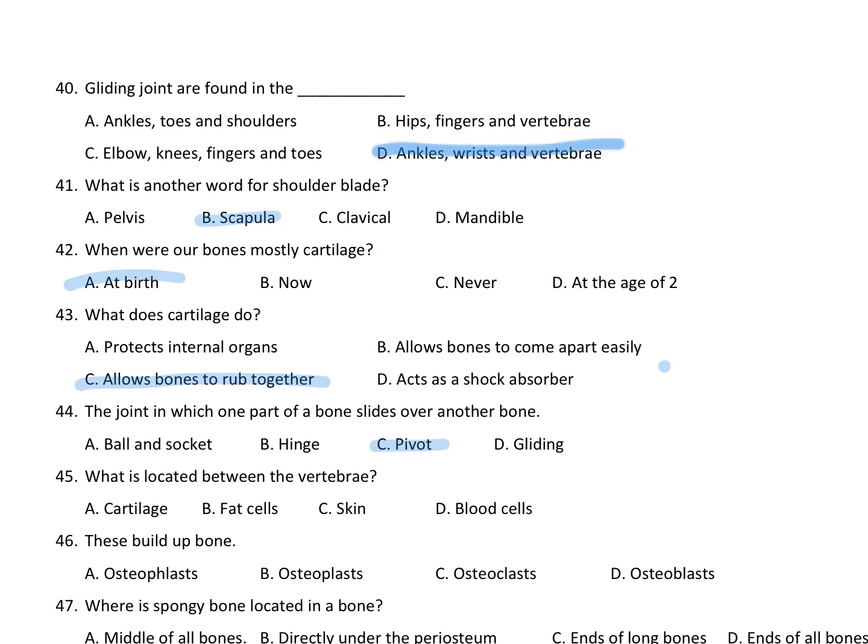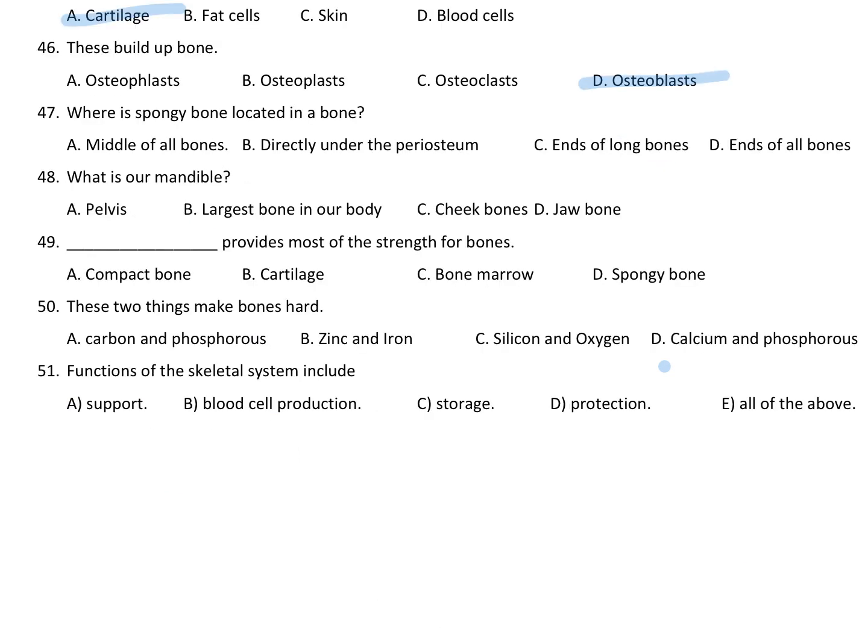Then between the vertebrae, you're going to have cartilage. That's where we talk about discs and all kinds of fun stuff in our spine. Again, the builders are going to be your osteoblasts. Spongy bone is going to be at the end of bones. Mandible is another fun name for your jawbone. Remember, we use that to masticate. Then, provide strength to the bones are going to be your compact bone.